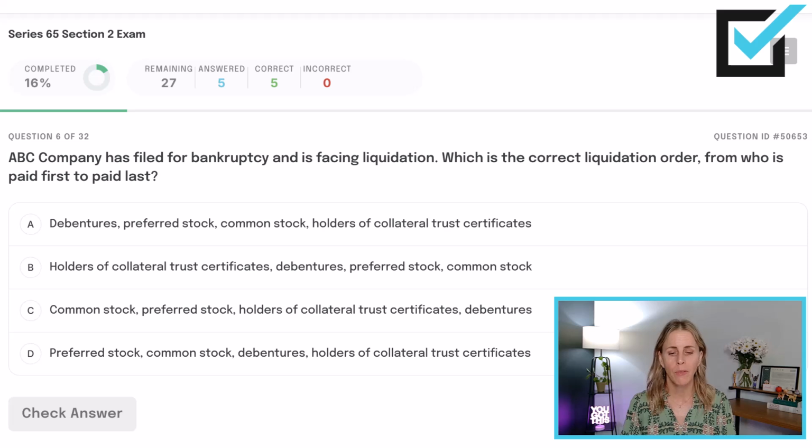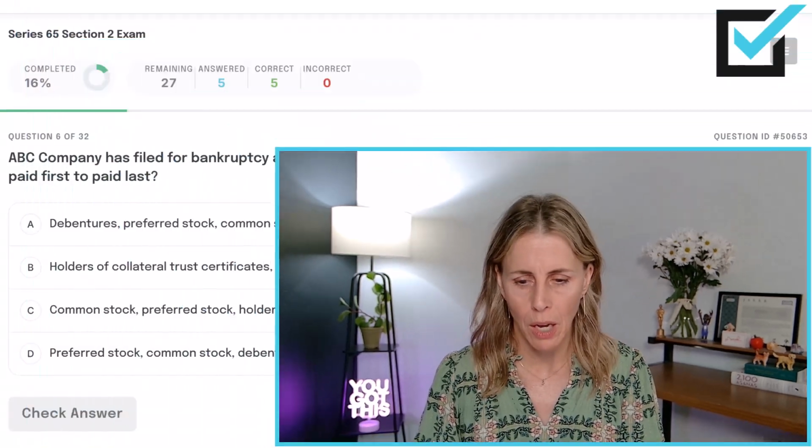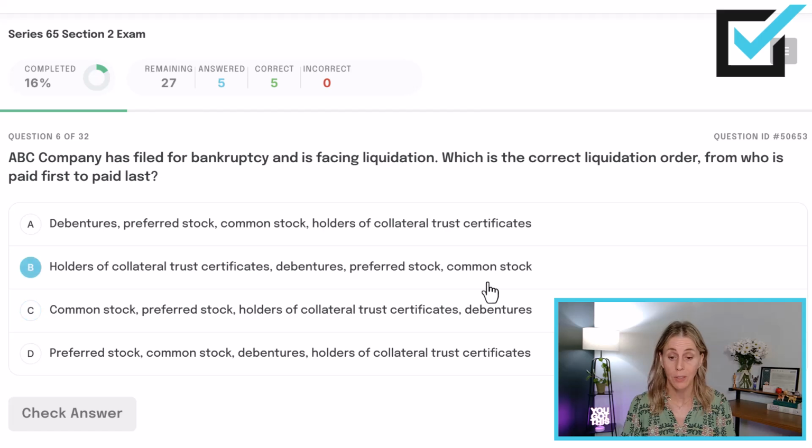ABC Company has filed for bankruptcy and is facing liquidation. Which is the correct liquidation order, from who is paid first to paid last? Okay, so let's think about this. Who is paid last in the event of a corporate liquidation? This topic appears twice on the content outline. It's a Section 1 and Section 2 question, actually. Last, common stock. Where is a choice where common stock is last? It is the only one that has common stock last.